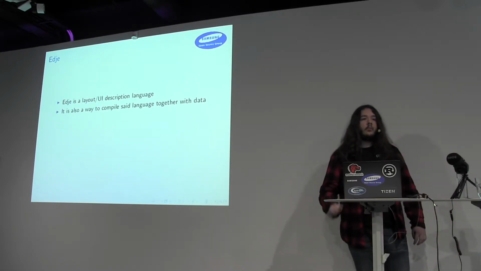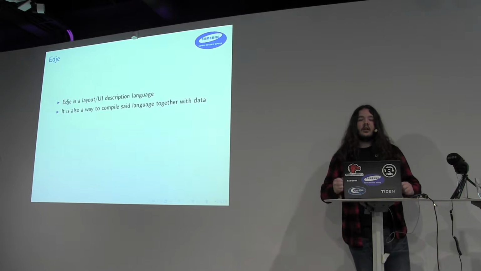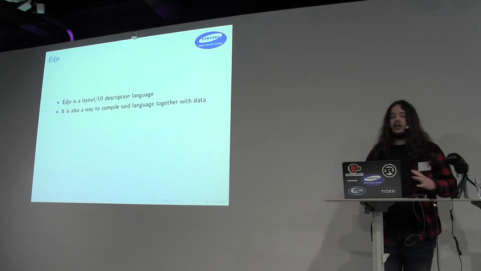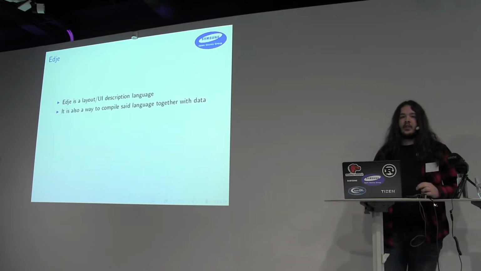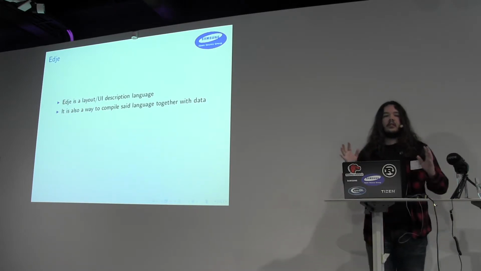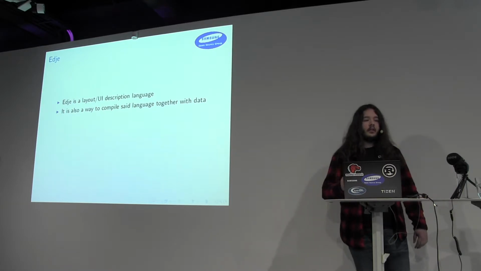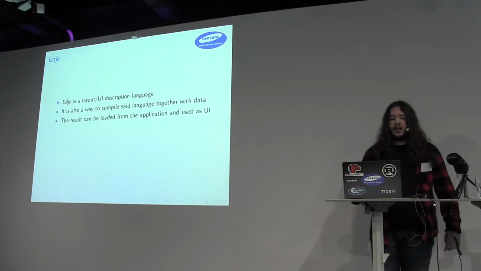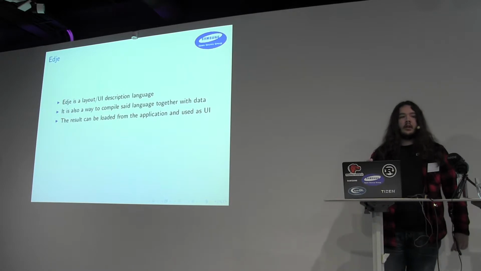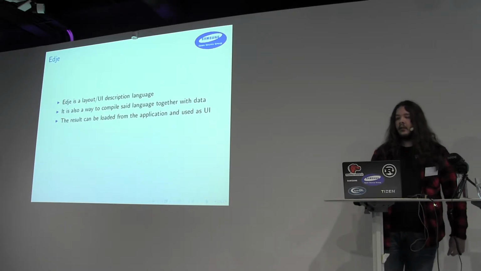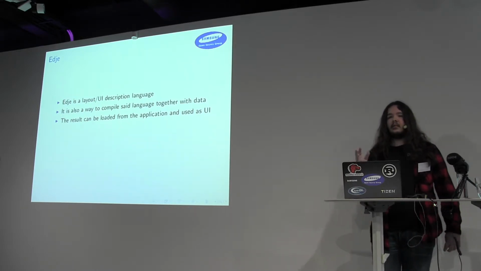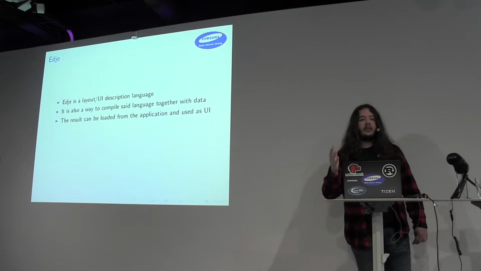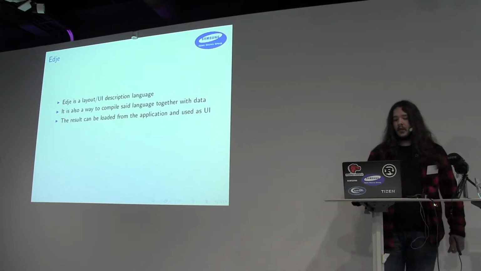It is also a way to compile said language, the declarative descriptions, together with, say, pictures, fonts, and other media, together into a single file, which you can load through the C API. And that way you can basically decouple the application itself and the UI of it. Like you could then provide custom Edje files, which provide a completely different UI. As long as the signals are preserved, you should be fine, and you can replace it completely.